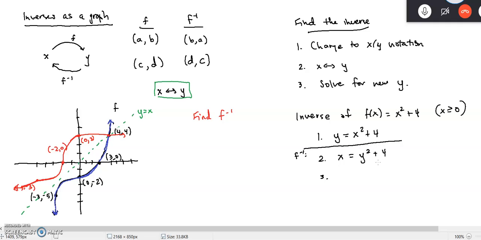So I want to get the new y by itself. I'm going to do the opposite. So I'm going to subtract 4 on both sides. And then the opposite of a square is a square root. We've seen that before. So I take the square root on both sides. I get the square root of x minus 4 is equal to y.